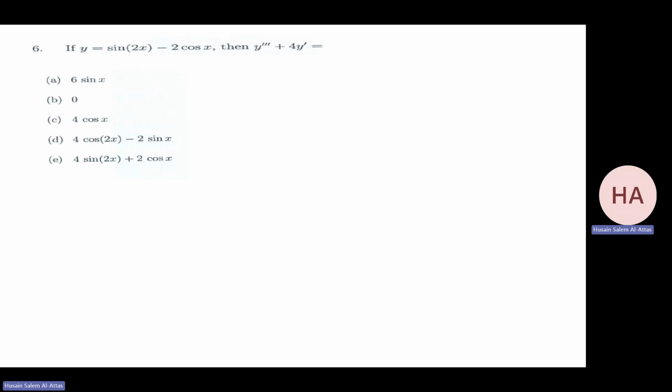If y equals sine of 2x minus 2 cosine 2x, you want the third derivative plus this. Let me do it one by one. Y prime, it will be what? Since it's the third derivative, we can't do it easily. Y prime will be 2 cosine 2x plus 2 sine x. It will be the derivative of this times 2. So it will be 2 cosine 2x plus 2 sine x.